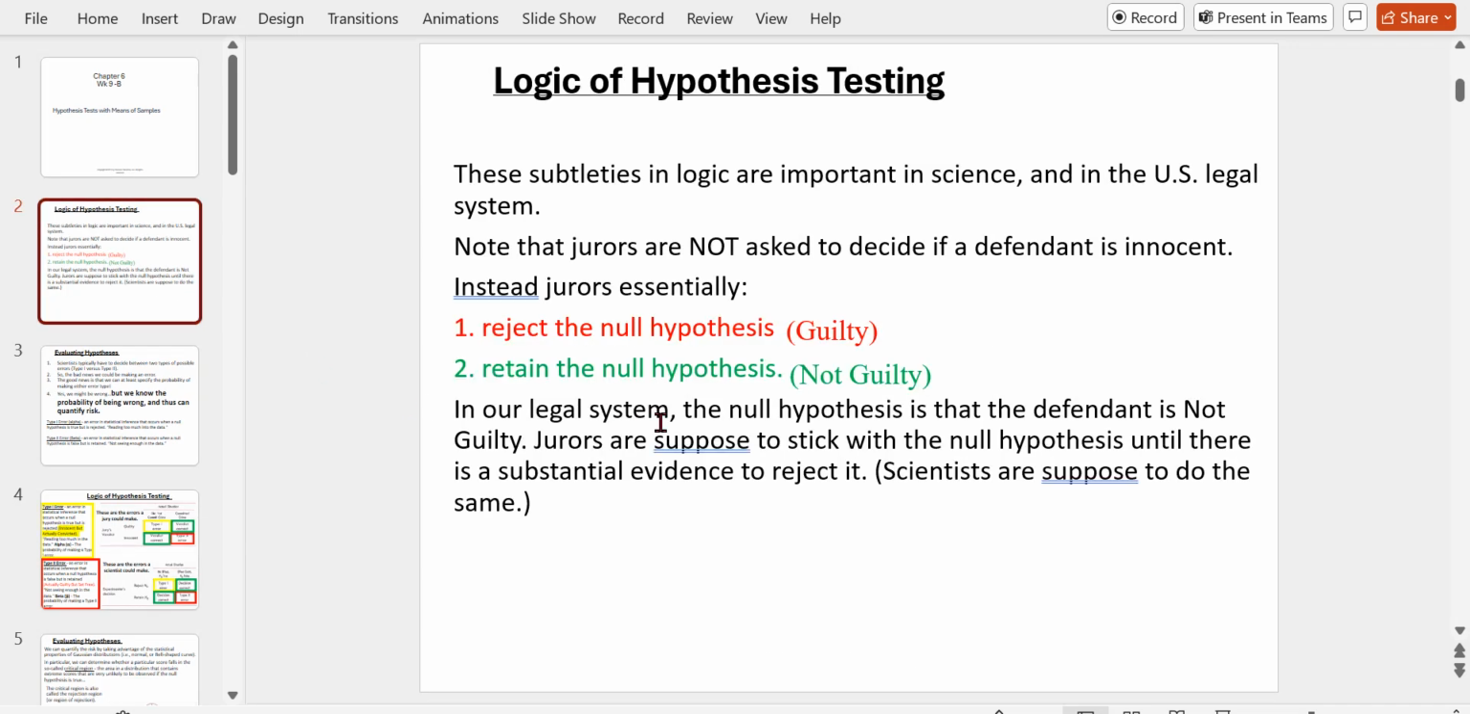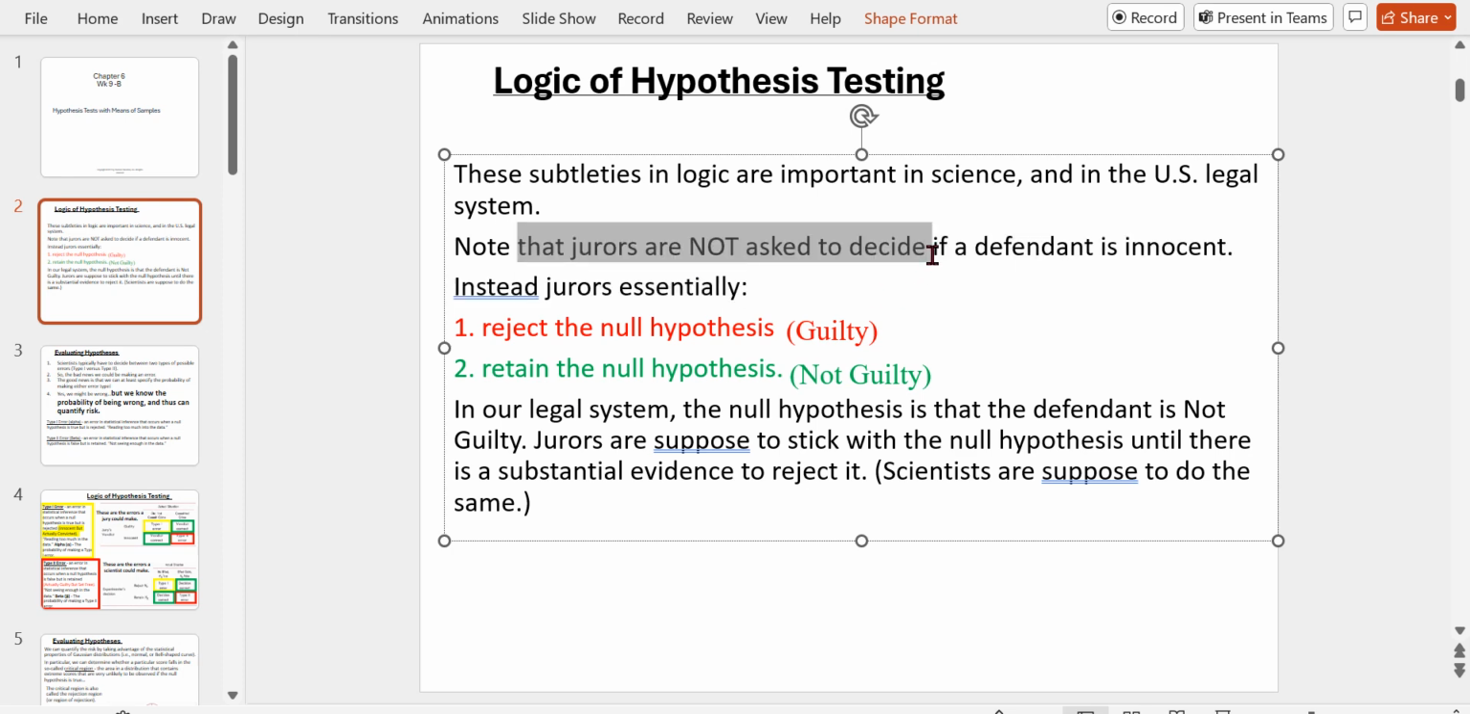Let's go. So, the logic of hypothesis testing. A lot of this you will have seen before. It's just kind of review because I know this stuff is very abstract. The subtleties in logic are important to science as well as any type of legal system. We've seen the 2 kinds of errors that we can make. But when you're talking jurors in a murder trial, they're not asked to identify if the defendant is innocent, because that is an impossible task.